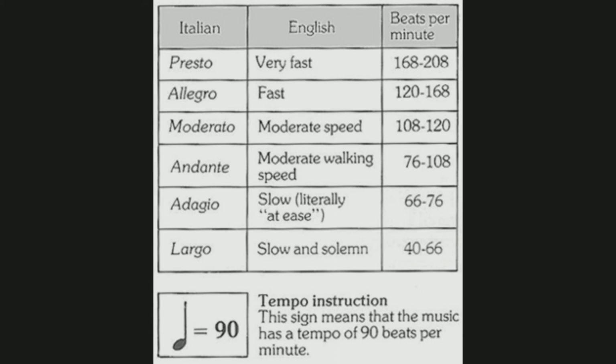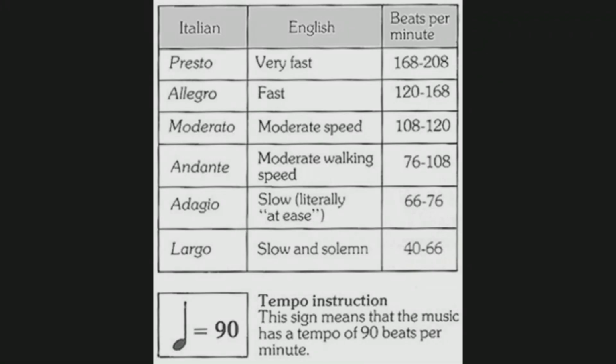But for the purposes of GCSE, you need to have a term for something that is very fast, so we use presto, and for something that is fast, we use allegro, and that's fine. Moderato is moderate, that's an easy one to remember. Andante is a walking pace. That's quite important because sometimes if you have music that is obviously meant to be marched to or walked to, it's andante, and that sort of makes sense. Adagio means slow, but largo is the slowest and also tends to be a kind of solemn slowness.